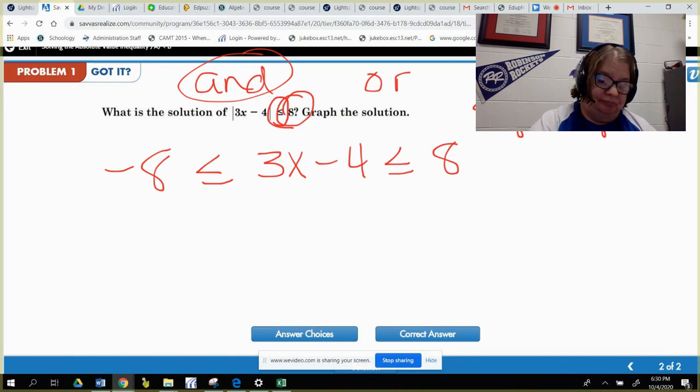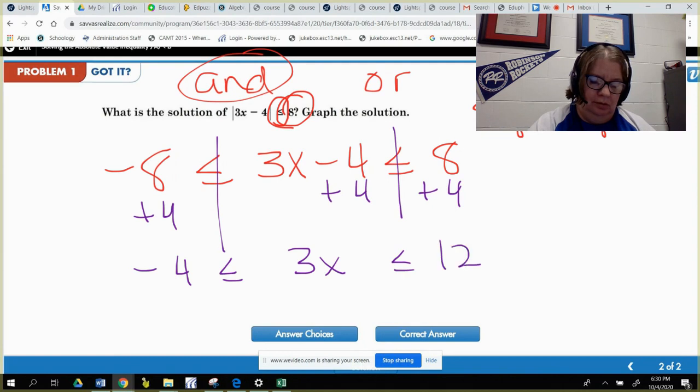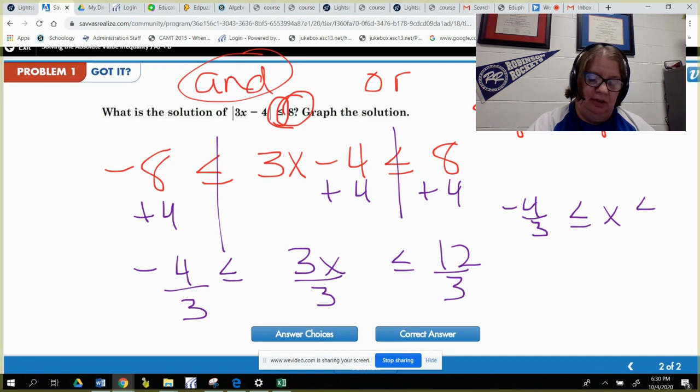Okay, how do we solve it? Remember, it's a compound inequality. Start by adding 4. The goal is to get the x by itself. Divide by 3. So we end up with -4/3 less than or equal to x less than or equal to 4. Where did I get 4? 12 divided by 3.